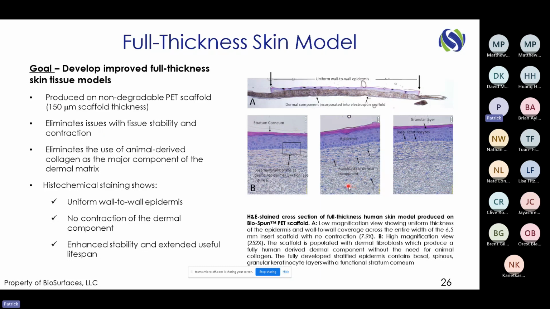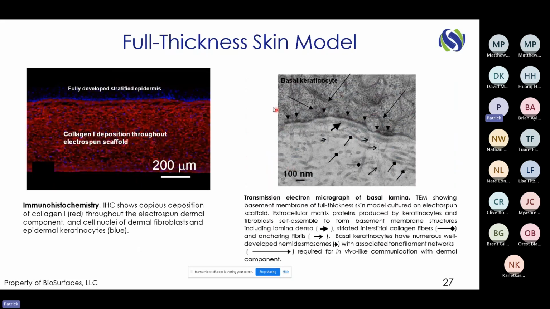So this model is working really quite well. I can show you here. This, just on the left, shows an example of the immunohistochemistry showing collagen 1 deposition. Again, this is completely animal collagen free, secreted and assembled in situ by the fibroblasts. So we can see there's quite copious deposition of collagen 1 throughout the entire matrix.